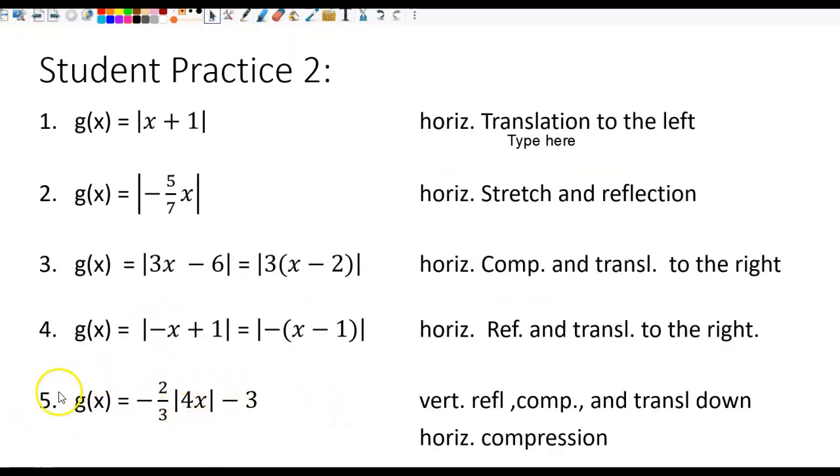Okay, so here it is. Here's what the equation would look like. The negative here outside the parentheses results in a vertical reflection. The 2/3 outside the parentheses is a vertical compression. The 4 inside the parentheses is multiplying the x, and it's greater than 1, so that would be a horizontal compression. And then the -3 outside the parentheses is another vertical thing. It's a translation downwards vertically.